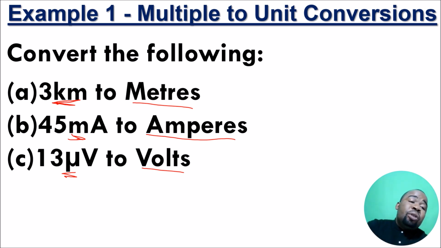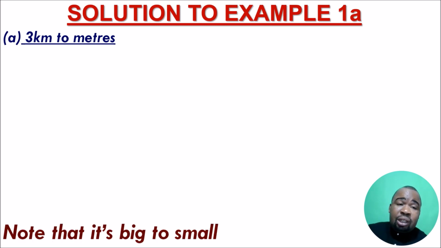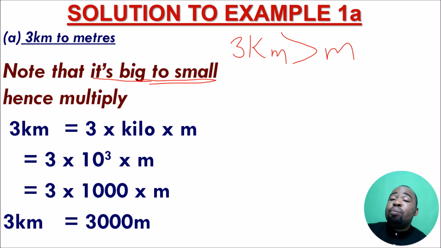Right. So let's solve item A before we take a break. We want to convert 3 kilometers to meters. The first thing we need to look at is we are moving from big to small. A kilometer is bigger than a meter. So we are moving from big to small. If we are moving from big to small, what are we supposed to do? We are supposed to multiply by the factor or the power.